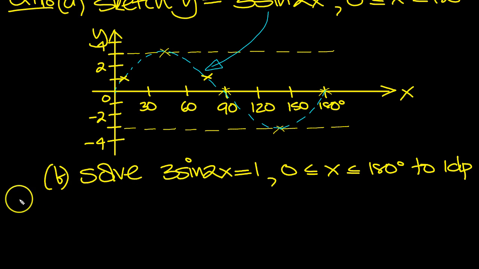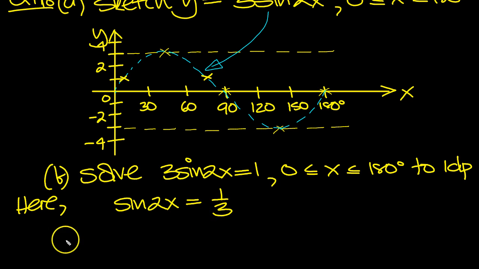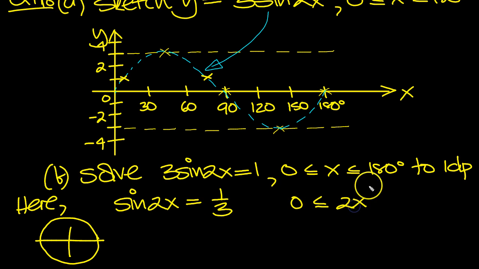So part B. So here, sine 2x. Move the 3 from times to divide. So sine 2x equals a third. X goes from 0 to 180, so 2x, double everything, goes from 0 to 360 degrees. So we're looking for solutions between 0 and 360.